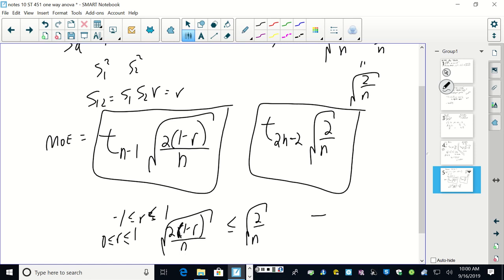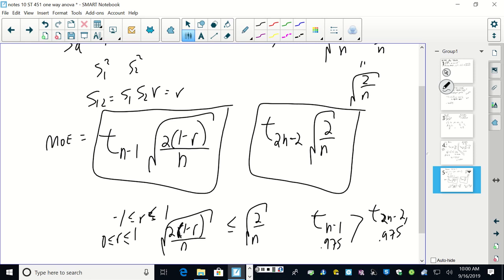The t n minus 1 cutoff, the 0.975 cutoff, is going to be bigger than the t 2n minus 2, the 0.975 cutoff. So this would make the left side bigger, but the correlations make that one smaller. So it's how correlated it is and the impact on sample size.